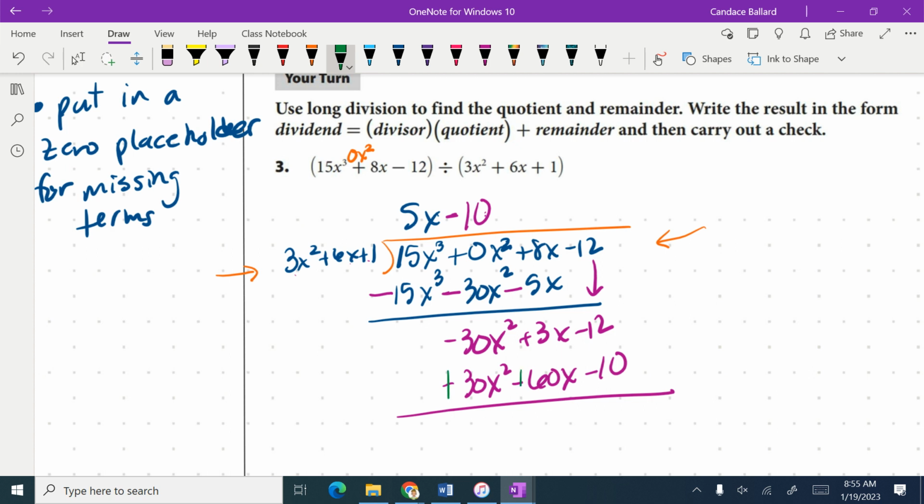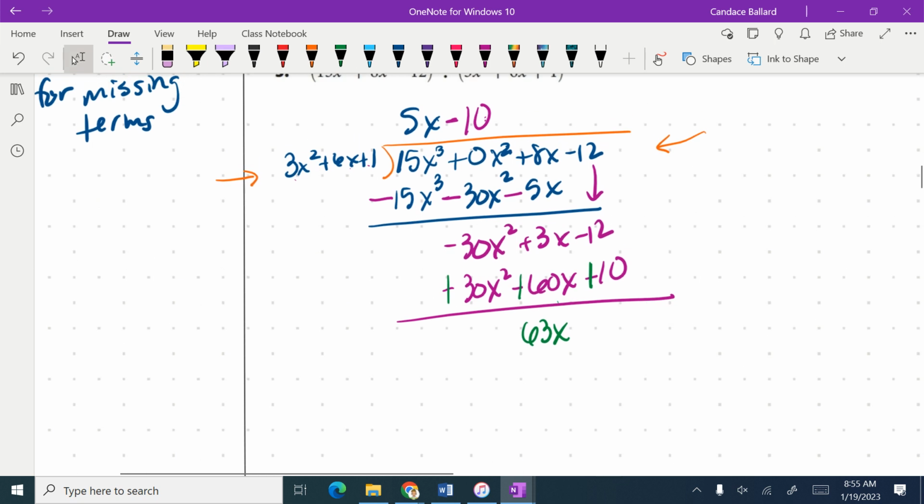Okay. In algebra 2, what do we have to do next? Flip the sign. So they're all going to go to pluses this time, right? The squareds cancel out, right? What's 3x plus 60x? 60. And sometimes the numbers are going to get big, and that's okay because Mrs. Ballard always gives us a calculator, right? What's negative 12 and positive 10? Negative 2.